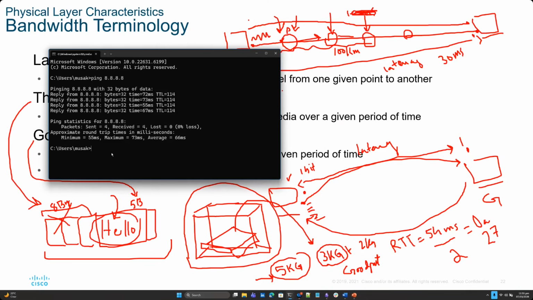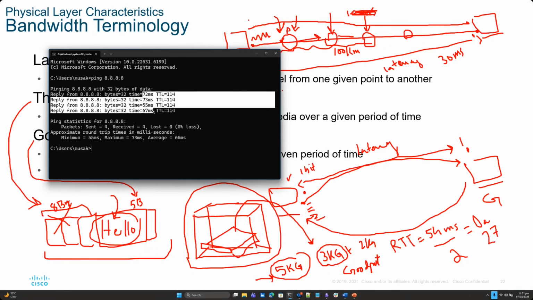So let's assume if the latency was 72 milliseconds every time, fixed at 72 milliseconds, then we would say I have a jitter of 0. You understand? Jitter is the change in the latency. Is the latency changing? If it's not changing at all, we say jitter is 0. If our latency is changing, like in this case, sometimes it's 72 milliseconds, sometimes it's 55 milliseconds, sometimes it's 67. Now we say we have some jitter.